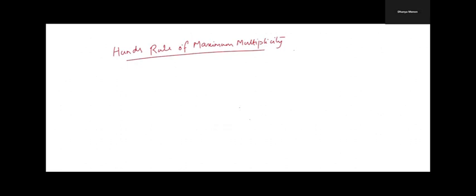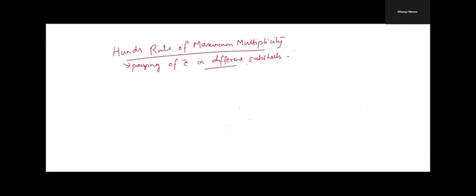Okay, students, the next topic that we are going to discuss is Hund's rule of maximum multiplicity. In this, they are talking about the pairing of electrons in different subshells. We discussed this when we were discussing the Aufbau principle.